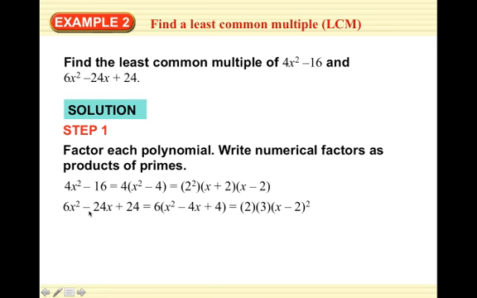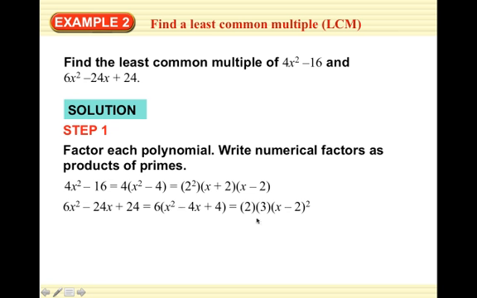Alright, then we've got 6x squared minus 24x plus 24, so we can pull a 6 out of all three terms. So we have 6 times x squared minus 4x plus 4. And let's see, x squared minus 4x plus 4, that's a perfect square trinomial. Remember that PST? That's the big secret, always look for that. The square root of 4 is 2, and so this is x minus 2 squared.